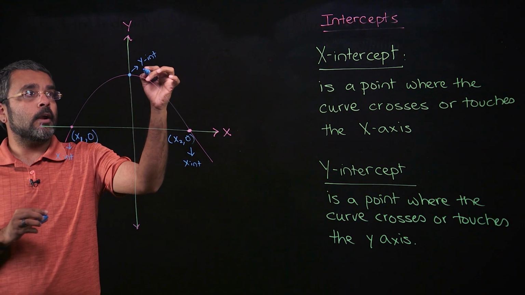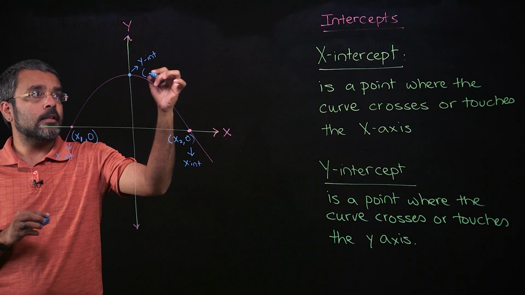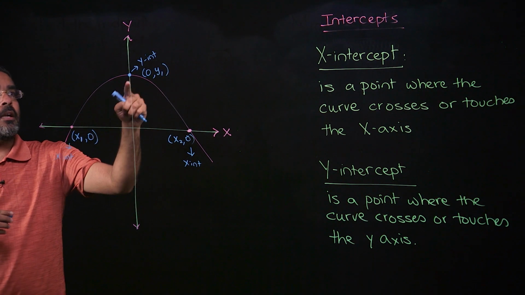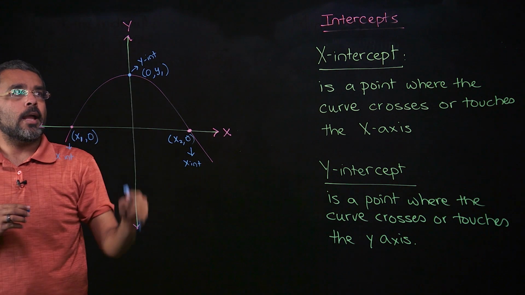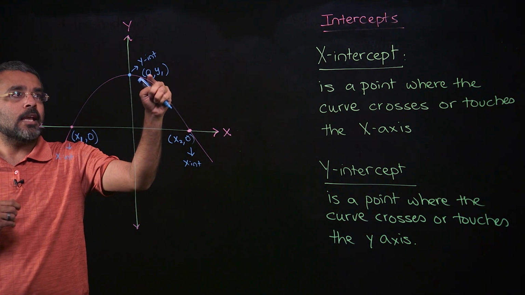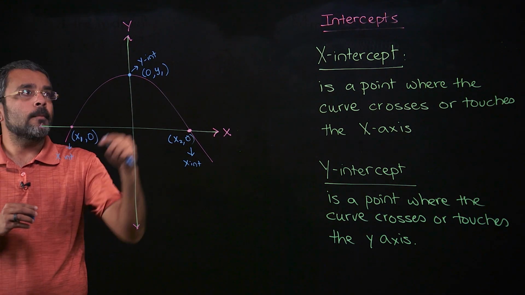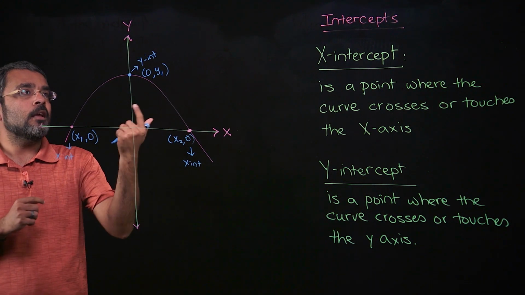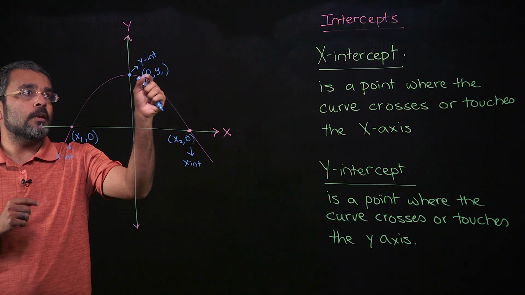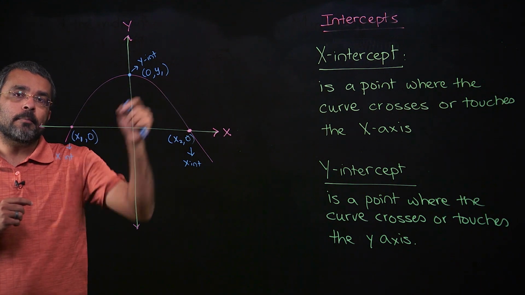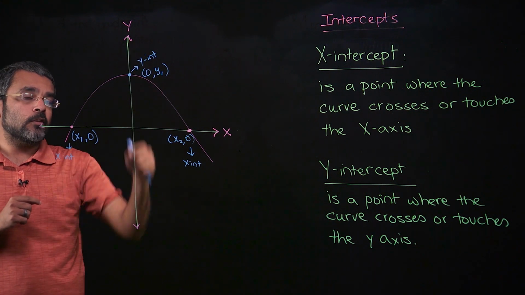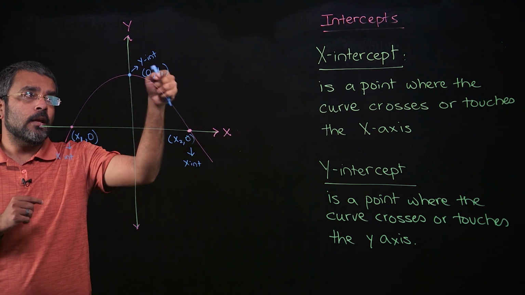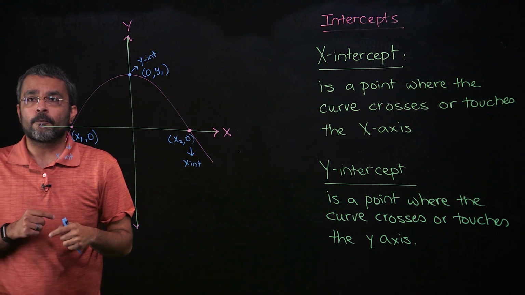Similarly, if we look at this point, let's call that point 0, y1, right? What do we notice here? Actually, pick any point on the y-axis. What do we notice? We notice that the x-coordinate is going to be 0, right? And so we just have the y-coordinate here. So again, if we see a point of the form 0, a or 0, b, we know that that point is going to be on the y-axis. And if the curve passes through that point, then that's going to become the y-intercept for the curve.